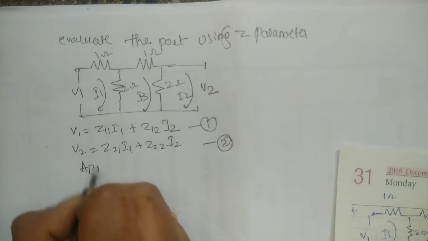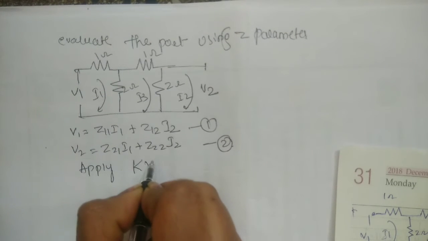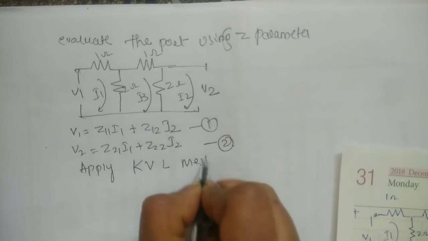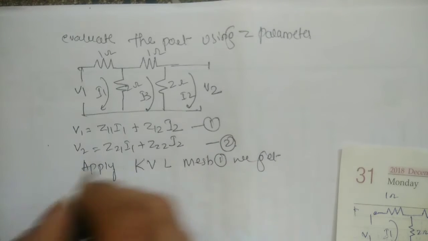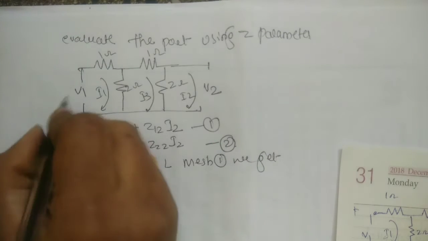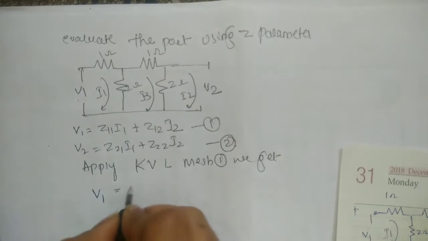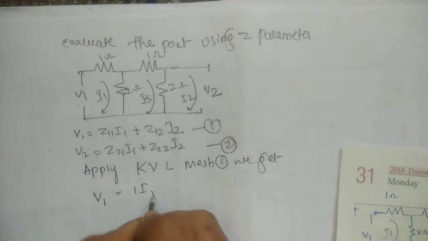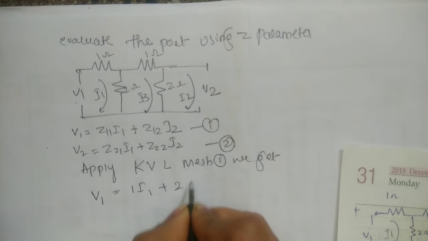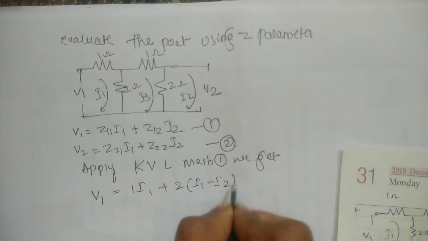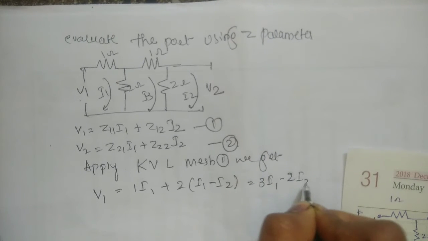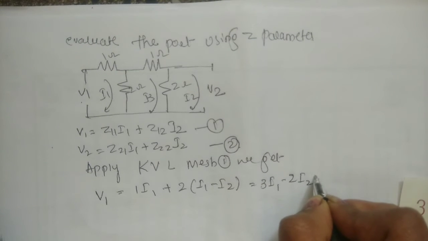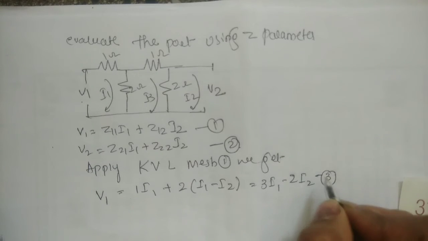Apply KVL to mesh 1. Mesh loop we have already studied. We get V1 equals 1 I1 plus 2 times (I1 minus I2), correct? Equals 3 I1 minus 2 I2, correct? Equation number 3.